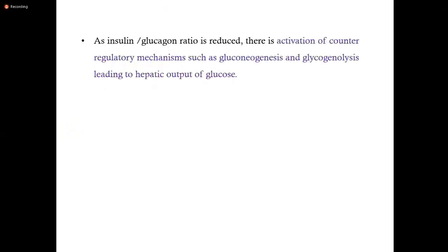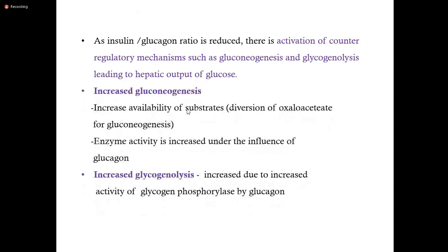What are the others? We know these patients have a reduced insulin to glucagon ratio as insulin level is low. When there is a reduced insulin to glucagon ratio, what happens to counter-regulatory mechanisms? These counter-regulatory mechanisms such as gluconeogenesis and glycogenolysis get activated, and ultimately that will lead to increased hepatic output of glucose. That again will increase the blood glucose level.